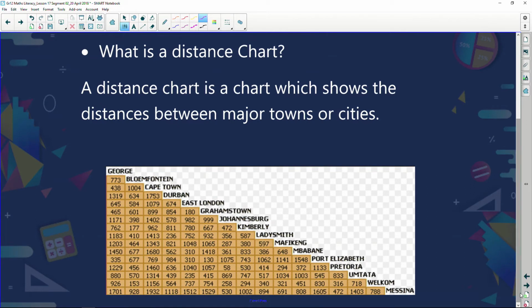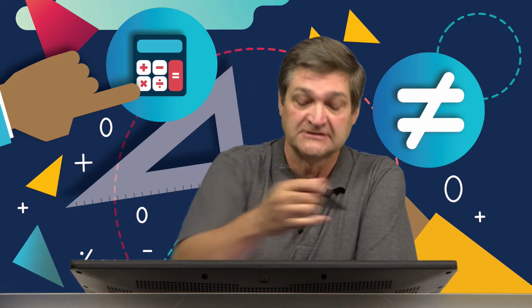Now, here on your screen is a distance chart. Let me show you how we're actually going to use it. If I'm wanting to find the distance, let's say between George and Durban, I'm going to look at George and I'm going to find Durban. George goes all the way down and Durban runs across, okay? I'm going to say George meets Durban over here at 1,319 kilometers. So if I got in a motor car in Durban and drove to George, my speedometer would say, hey, you've done 1,319 kilometers. Do you see how we use that?